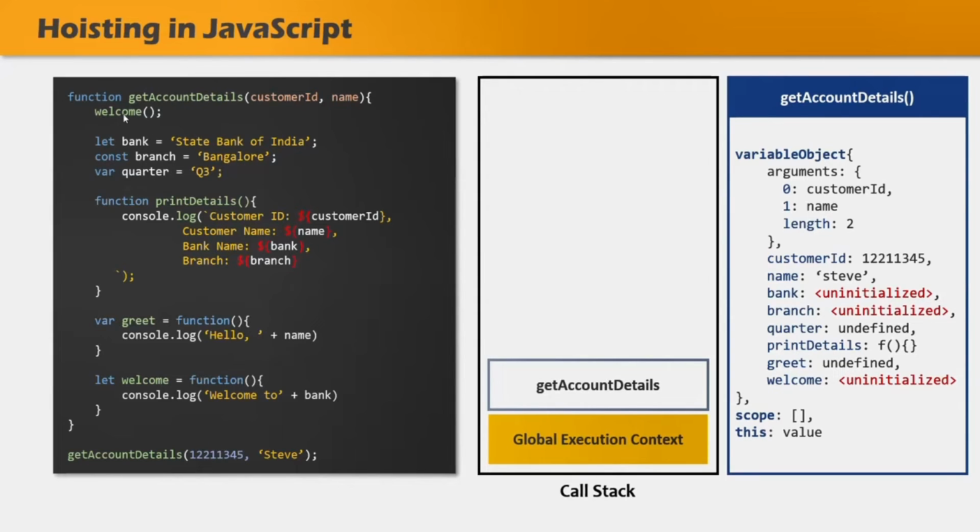When the execution of this function starts at this line, the JavaScript engine will check this welcome. It will try to find this welcome in this variable object. We do have a welcome property here, but again, it is uninitialized. So when we are trying to call this uninitialized as a function, we are going to get an error.